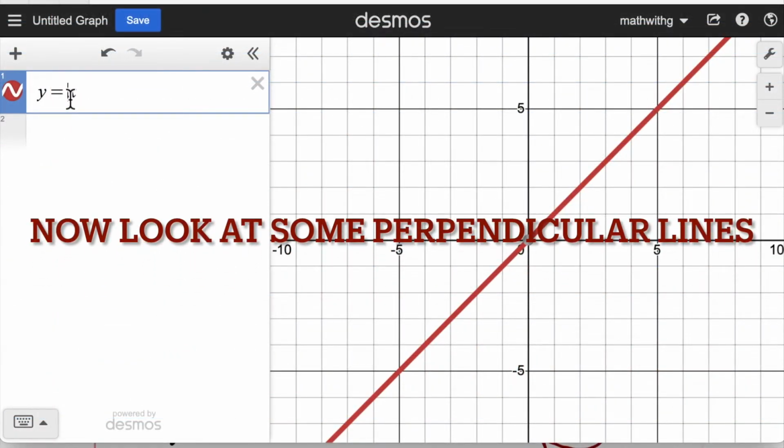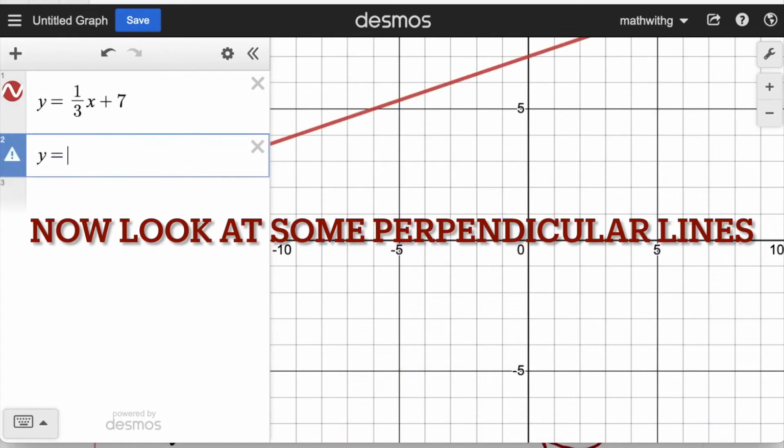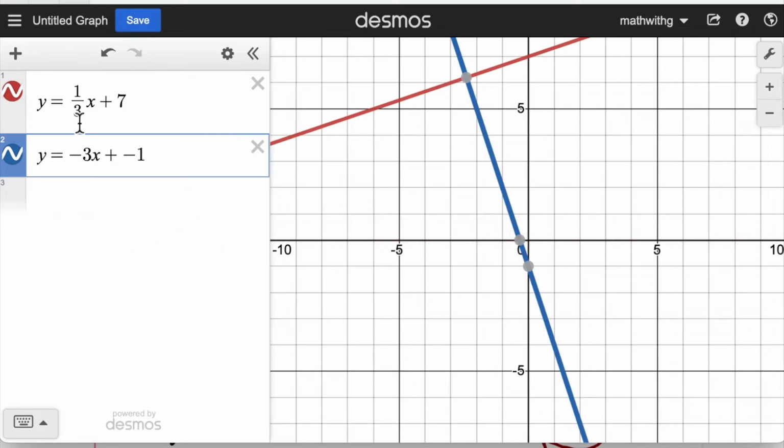Y is equal to x has a slope of 1/1. A line perpendicular would have a negative 1 slope. A perpendicular line to the red line would have a slope of negative 3. And it doesn't matter what y-intercept you would put down, it'd still be negative 3.